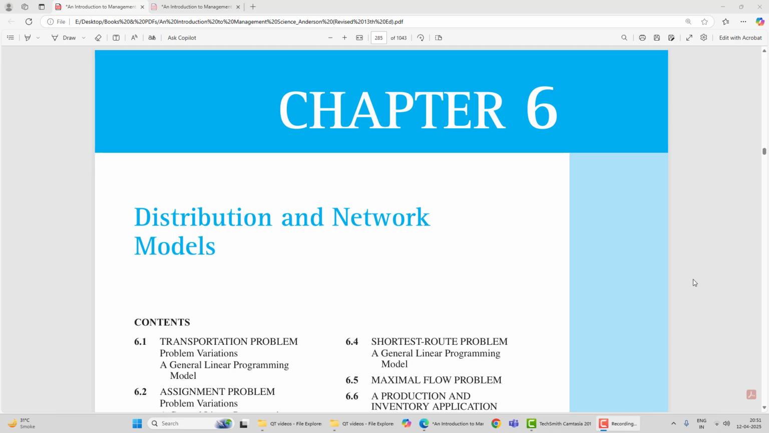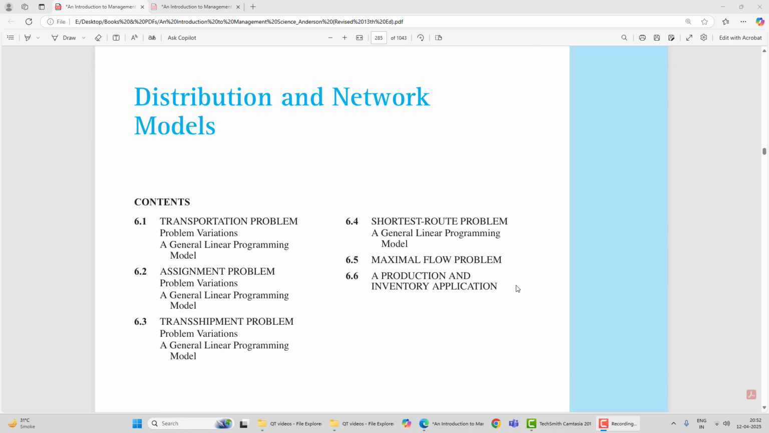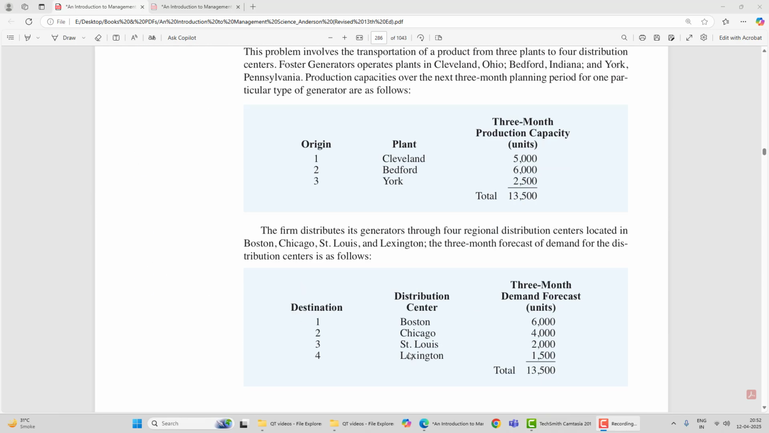Hello students. The next chapter is distribution and network models. Here we are going to use LPP to construct models and then solve them to get the optimum solution. Some of the applications are transportation problem, assignment problem, transshipment problem, shortest route problem, maximal flow problem, and even production and inventory application problem. So in this video, we are going to look at the transportation problem.